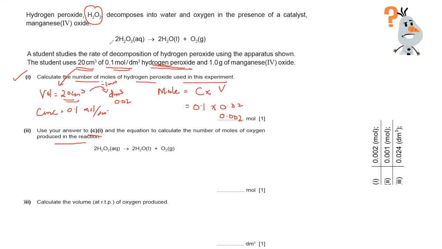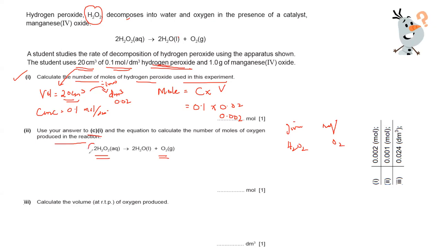Look, about oxygen, nothing is given in the question. So if nothing is given or information is incomplete, we use a ratio. Which ratio will we use? Because we already have hydrogen peroxide and we need oxygen, so what is given and what is required, we can take that ratio. Hydrogen peroxide is given, and what we require is oxygen.